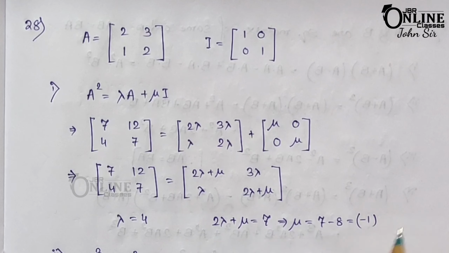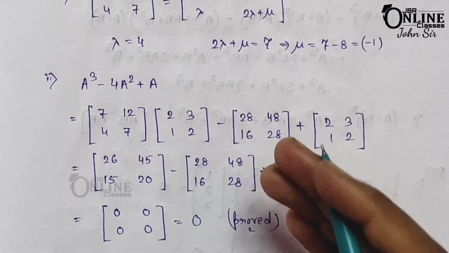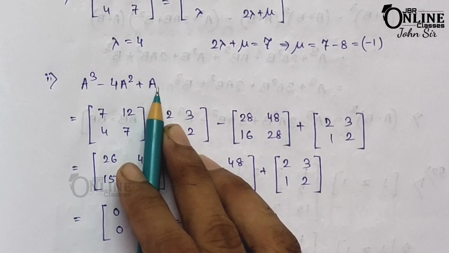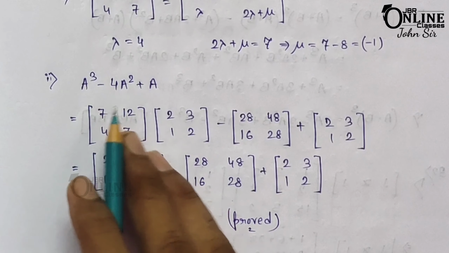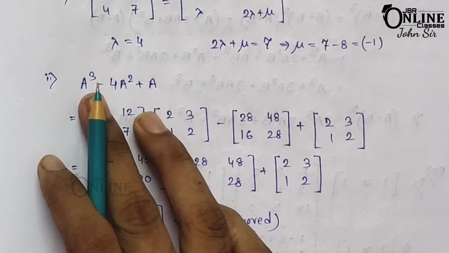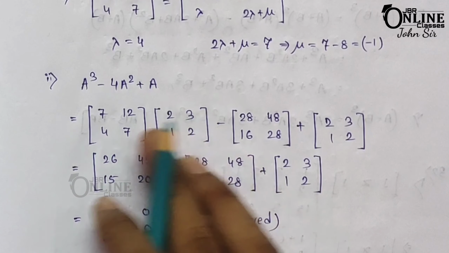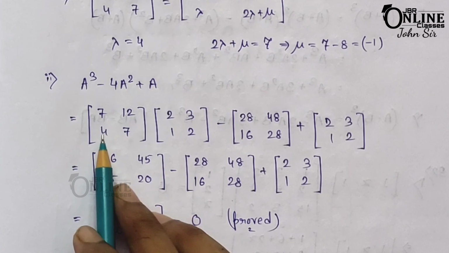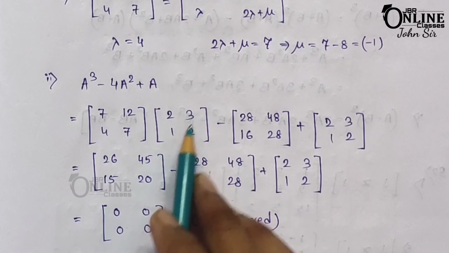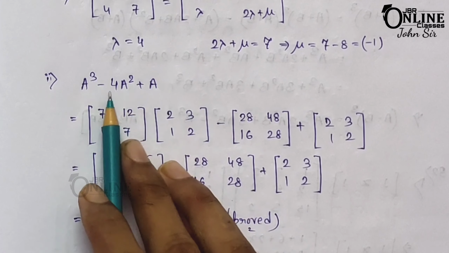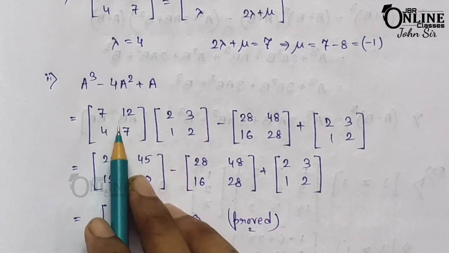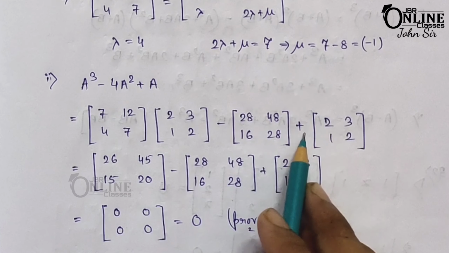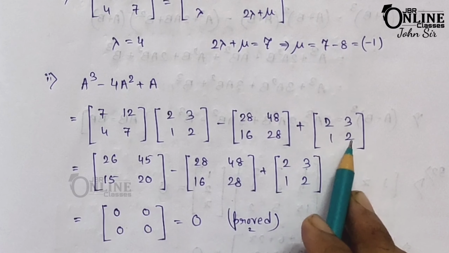It's very easy. Now second one, you have to also find out the value of A cube minus 4A square plus A. As you know, A cube means A square into A. So from the previous one, just write down the value of A square, that is 7, 12, 4, 7. Then A is 2, 3, 1, 2. Then minus 4A square, that means 4 into this matrix. So 28, 48, 16 and 28, plus A means 2, 3, 1, 2.